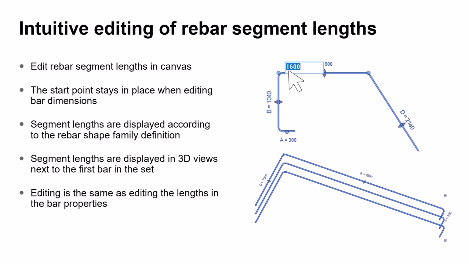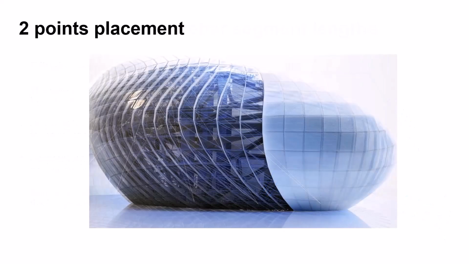And yeah, we also have some intuitive editing of rebar segment lengths, which makes detailing faster. So you can directly click and adjust dimensions in the canvas, and the start point stays fixed while the segment resizes. So dimensions automatically display in 2D and 3D views, matching the shape family definition. So this live editing is as simple as typing values in the properties, but much quicker and more visual.